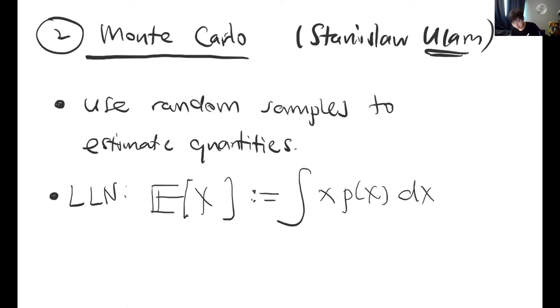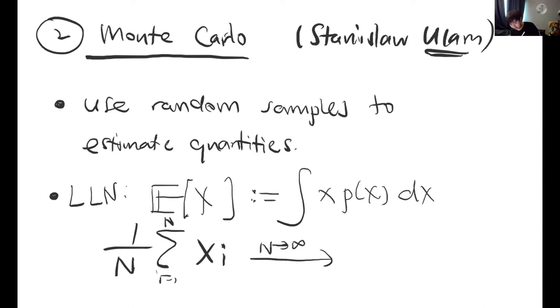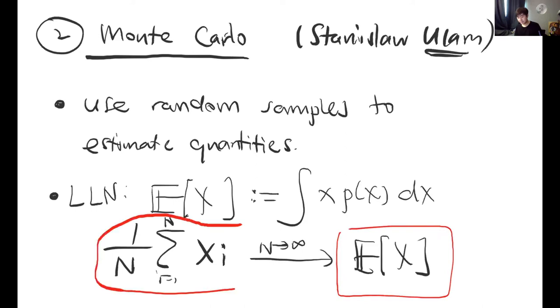And the law of large numbers tells us that if we have samples of x, we can average them and, as n goes to infinity, they will approach the actual expectation. So in essence, to get the right side, all we need to do is find some way to generate a bunch of these and then just do an average. Now, this is a very powerful idea because it tells us that integration essentially is adding things together and normalizing. Okay. So this is very, very important.